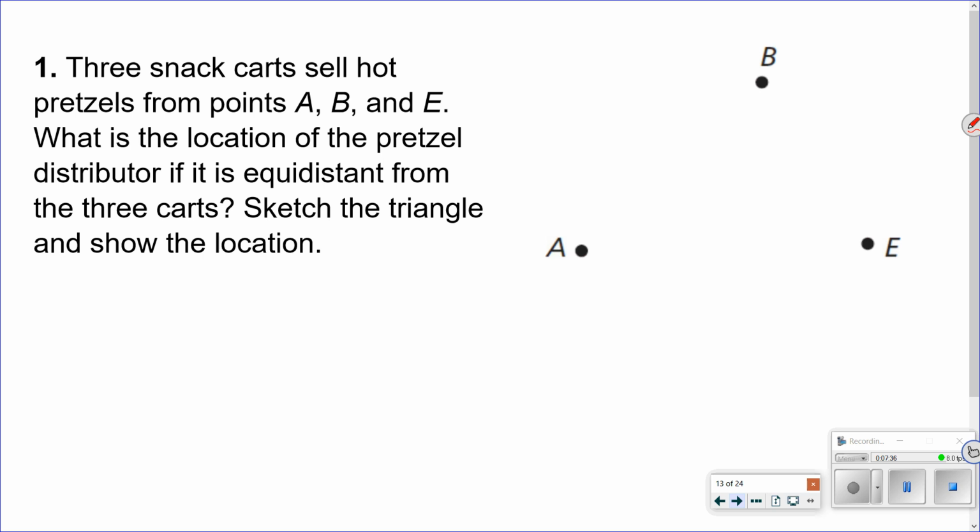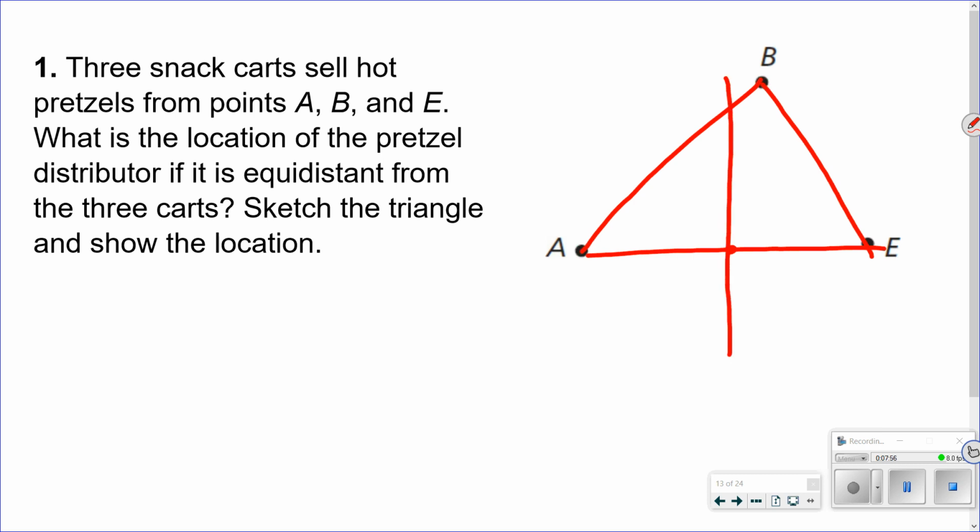So this is a similar problem. It says 3 snack carts sell hot pretzels from points A, B, and E. What is the location of the pretzel distributor if they're equal distance from the 3 carts? So again, if we're going to do it perfectly, we'd construct the perpendicular bisectors. I'm just going to draw the sides. We're not going to, though. We're just going to ballpark it. So there is the midpoint perpendicular bisector. Midpoint perpendicular bisector. Midpoint, so that point right there is the circumcenter. It's equal distance, I'll do this in a different color, from each of those endpoints around there.